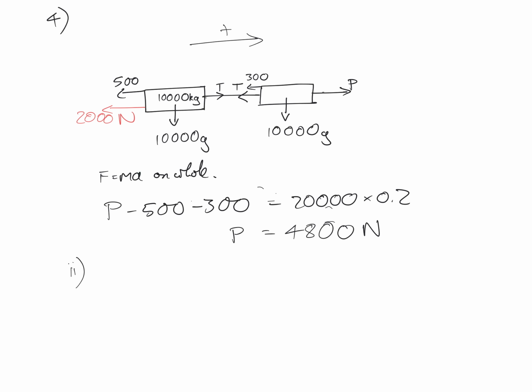We're going to keep the same positive direction. So we've got 4800 minus 2800 equals the mass, which hasn't changed, times A. So A is less, hopefully, otherwise we've done something wrong. Is 0.1 meters per second squared.